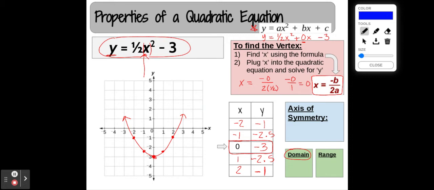I'm going to just go ahead and draw the axis of symmetry right here. Remember, that's that vertical line that goes right through the vertex. Now, with the axis of symmetry, it's going to be an equation. So we want this equation. We can see that it goes right through the x-axis, and so it's going to have an x in the equation. It goes right through point 0. So the axis of symmetry would be the equation x equals 0.